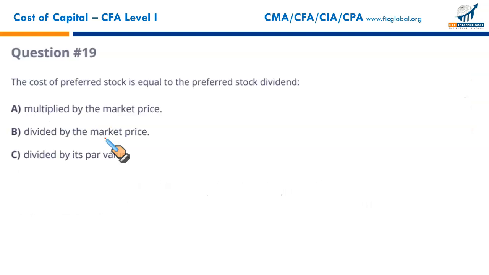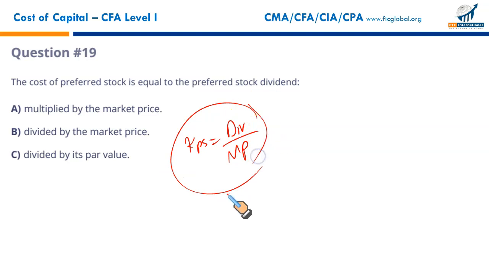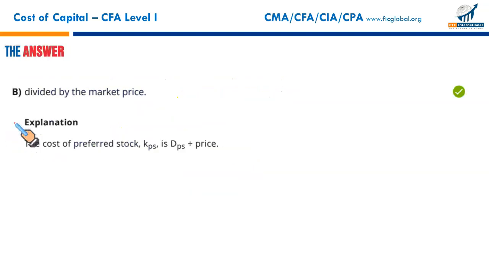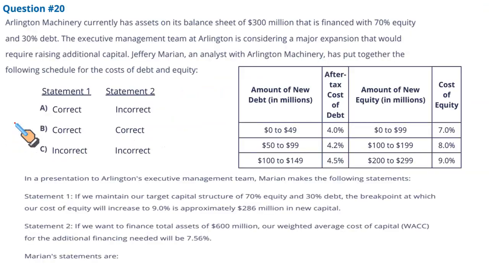4.4. The cost of preferred stock is equal to the preferred stock dividend divided by what? We know cost of preferred stock is dividend divided by the market price. It's also called the dividend yield for preferred stock. Dividend upon market price is the dividend yield for the preferred stock. So that makes preferred stock dividend upon the market price, B, the correct option, and B it is. Next.